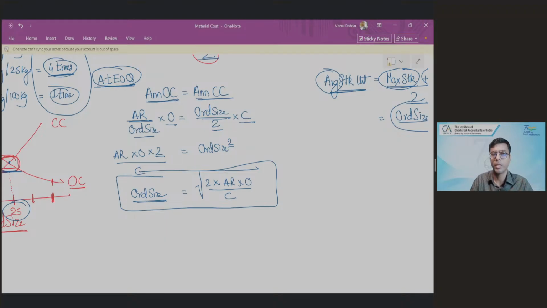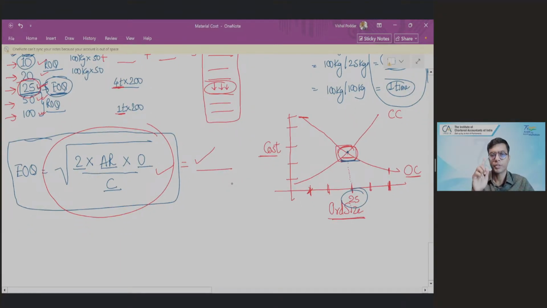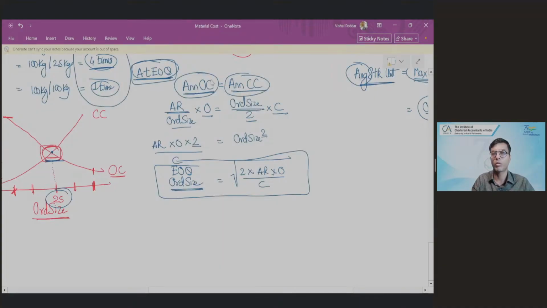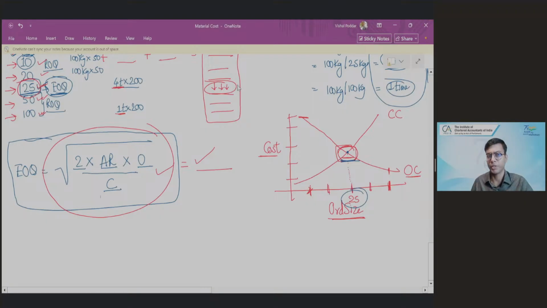Which order size? The one where both the costs would be equal, and that is the order size where you will have equilibrium, which will give you the least total cost. So this order size is called EOQ, and hence your final formula for EOQ is the square root of 2 into annual requirement of material into O upon C. Understood the derivation? Remember this. Also remember this point that at EOQ, both costs are equal. These are the most crucial takeaways from all this deliberation.